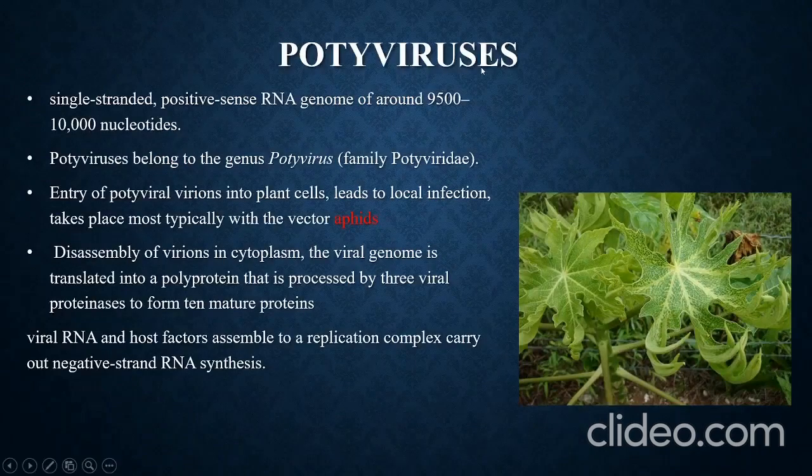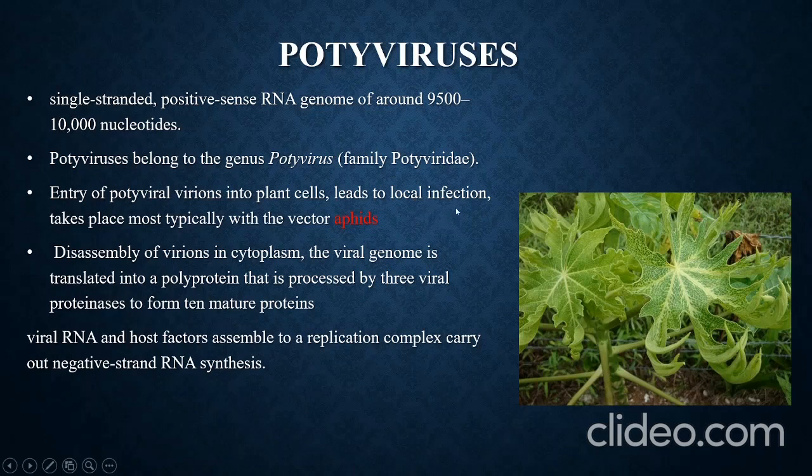Next is potyviruses. They have a single-stranded positive sense RNA genome of around 9,500 to 10,000 nucleotides. Potyvirus belongs to the genus Potyvirus, family Potyviridae. These virions enter into the plant cell through a vector known as aphid. Aphids act as a vector for the transmission of this disease. When an infected aphid bites the plant, a local infection occurs.